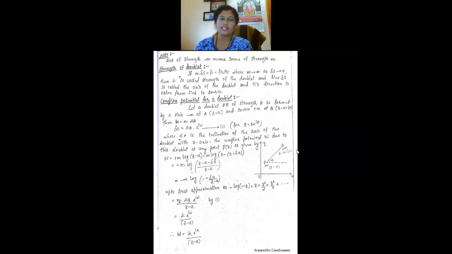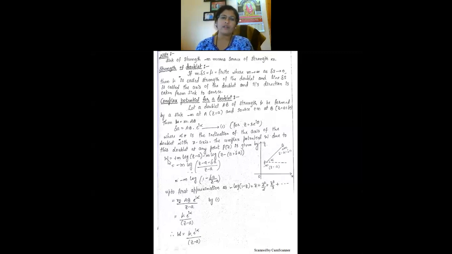Next, you are writing the complex potential for a source. So it becomes minus m log Z minus A plus delta A, because the source is situated at the point A plus delta A. So we have added the complex potential for a sink as well as the complex potential for a source. Both the values we have written. Now together it becomes the complex potential for a doublet.